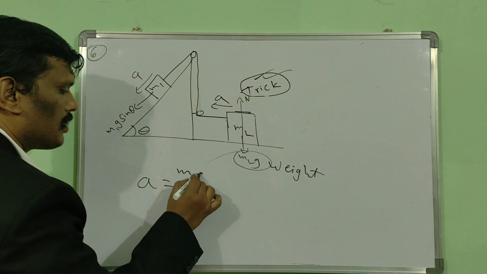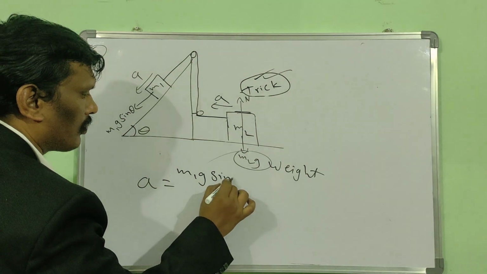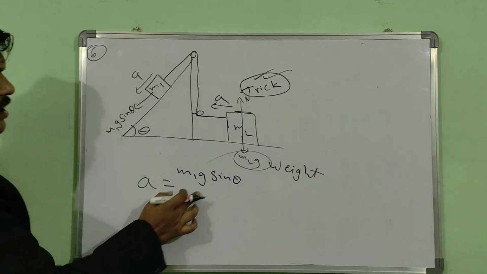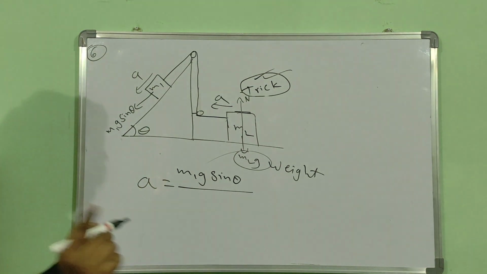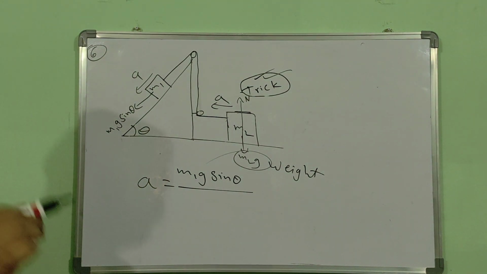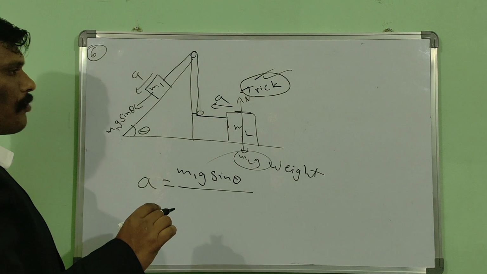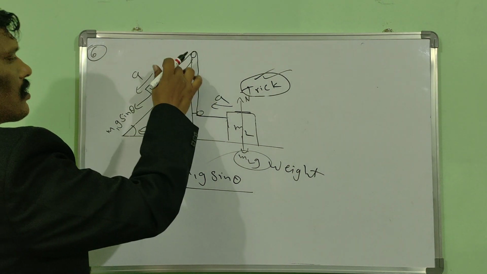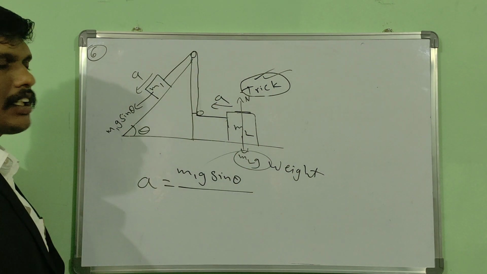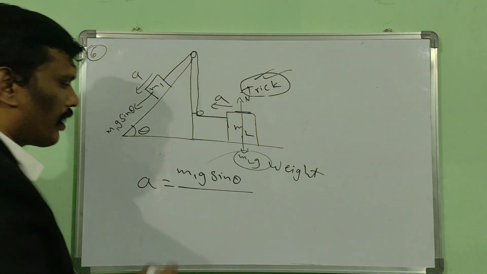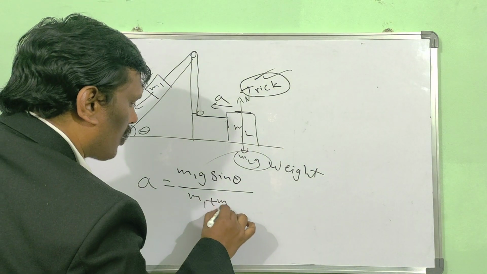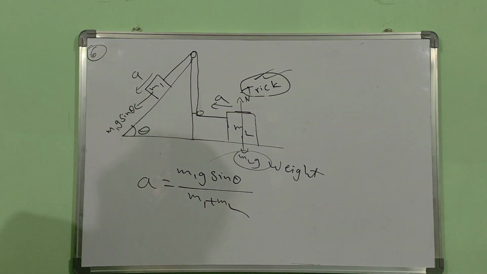Only m1g sin theta. We know that m1 is the mass of the body, g is the acceleration due to gravity, theta is the angle of inclination, divided by the total mass of the system. What is the total mass of the system? Strings have no mass, pulleys have no mass. So the total mass is m1 plus m2. That's all. By using this formula, we can solve.